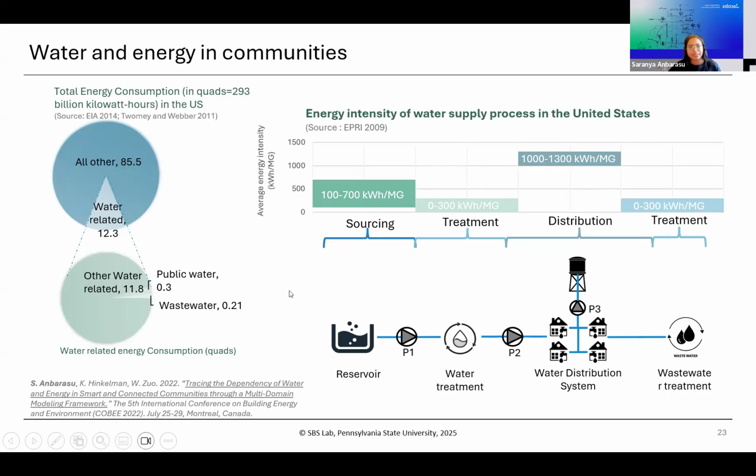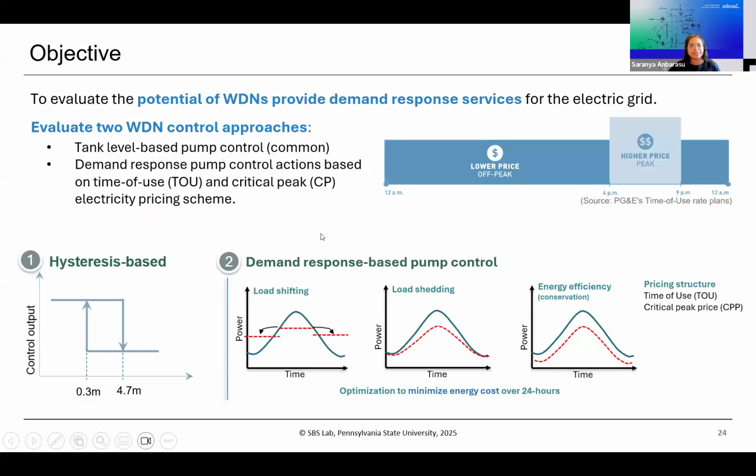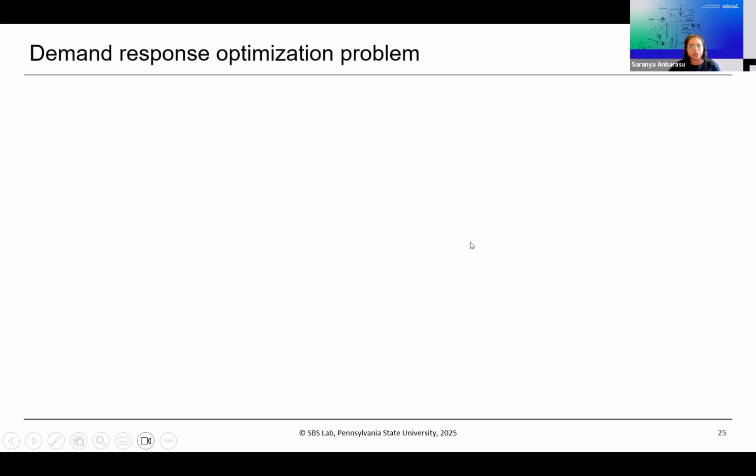So we wanted to assess the potential of water distribution networks to provide demand responsive services for the electrical grid. And for this one, we did 2 control approaches. One was the regular, typical tank level based controller, the hysteresis approach. And then we also did a demand response pump control, where we were trying to optimize the controller to respond to the electricity pricing. So we took the time of use as well as the critical peak price, and then saw how the pumps were responding to it.